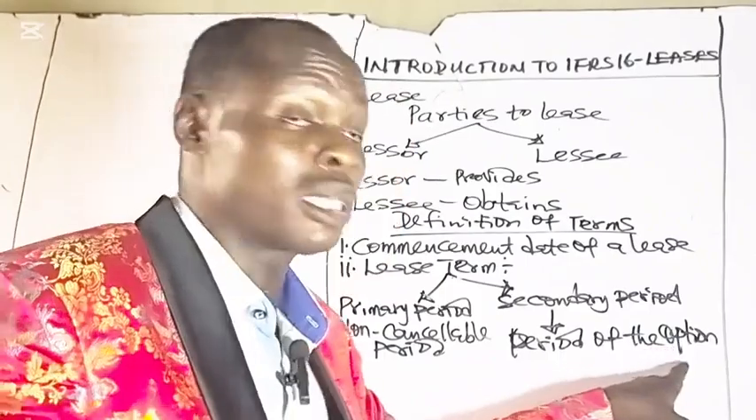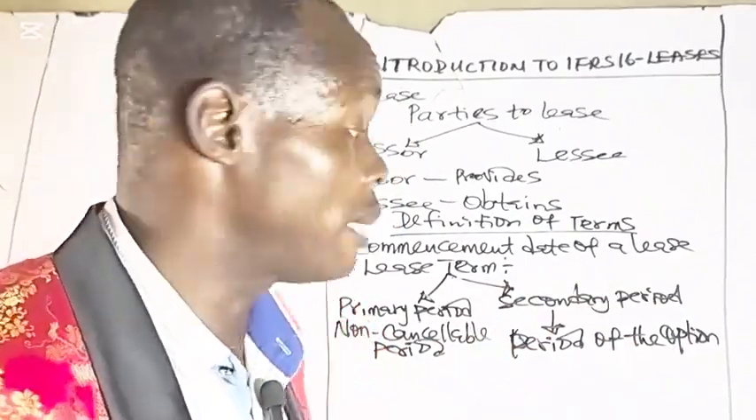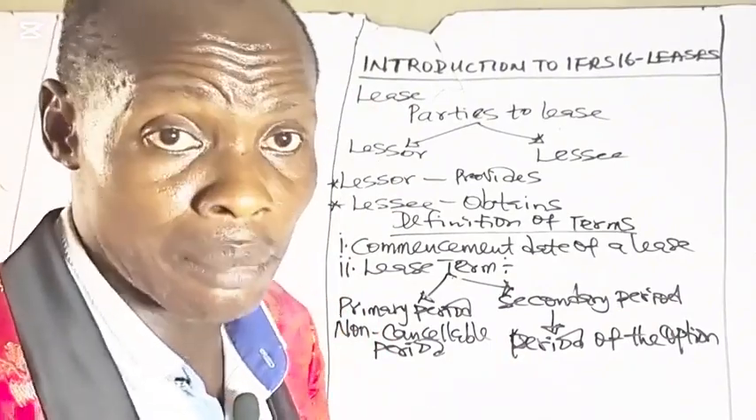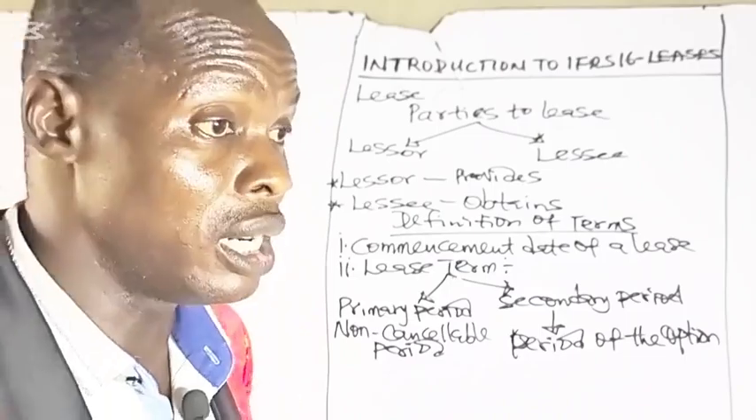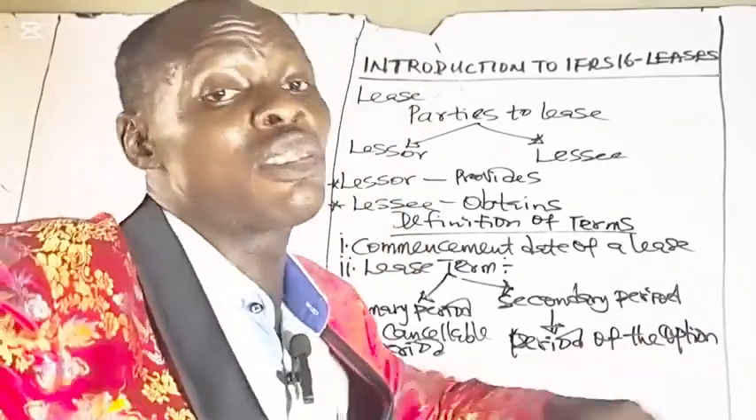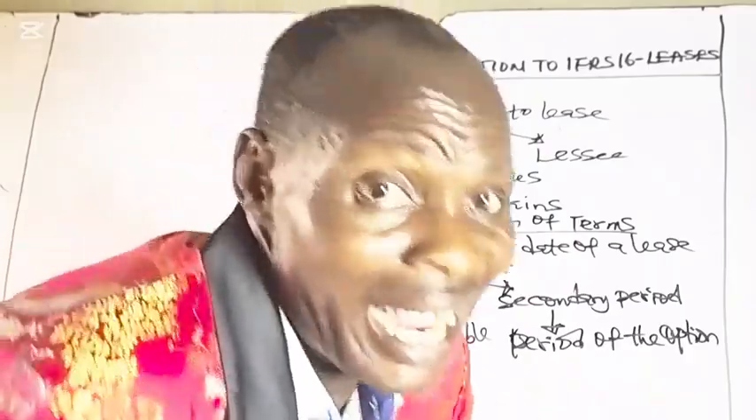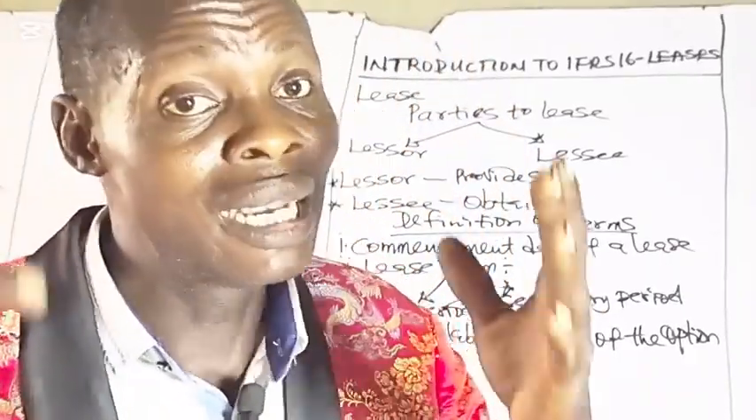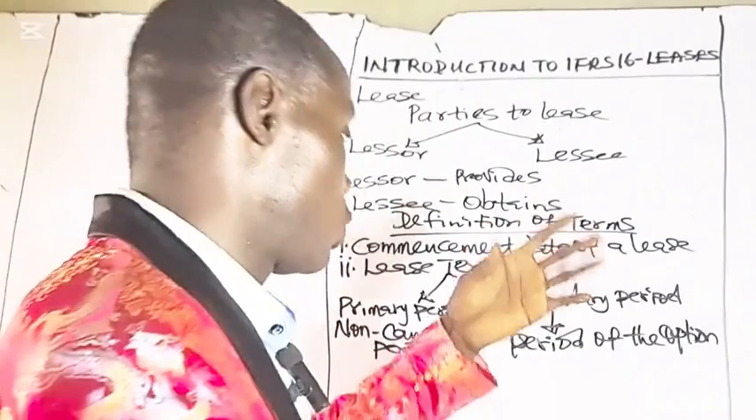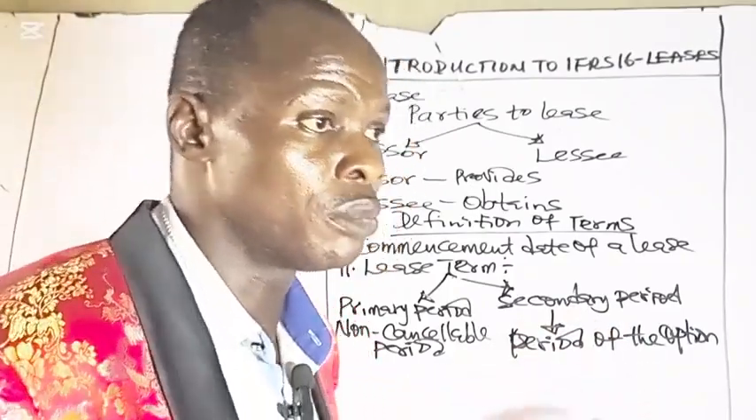But the option period, either of the parties has the right to terminate the terms of the contract. The lessor can terminate it if he wishes, and the lessee may choose to terminate it. So in that period, they have the option to decide on their own whether to terminate the lease agreement or to continue with it. So that is the period of the option.